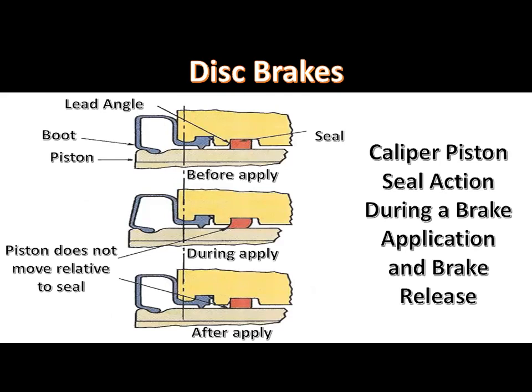When the brakes are applied, the caliper piston seal twists. After the brakes are released, the seal returns to its original shape. This seal action pulls the caliper piston and brake pad linings away from the rotor surface. As the brake pad linings wear, caliper pistons move outward. This eliminates the need for adjusting disc brakes.